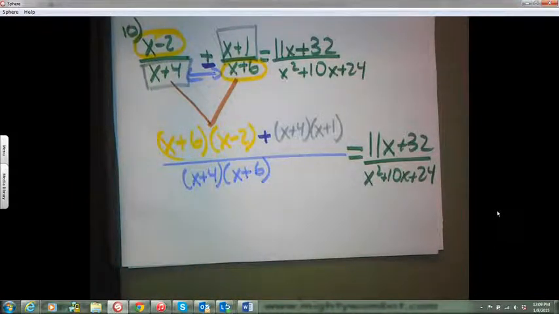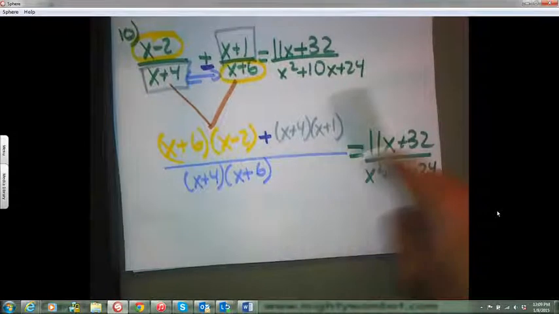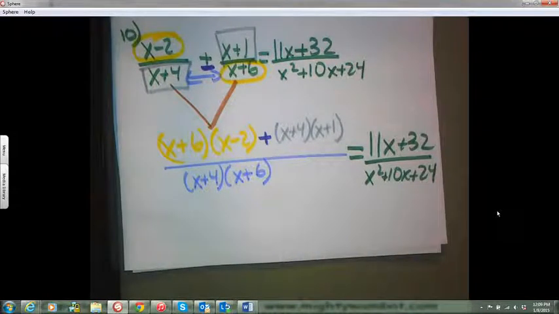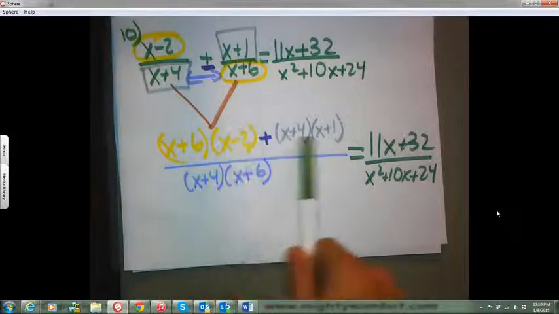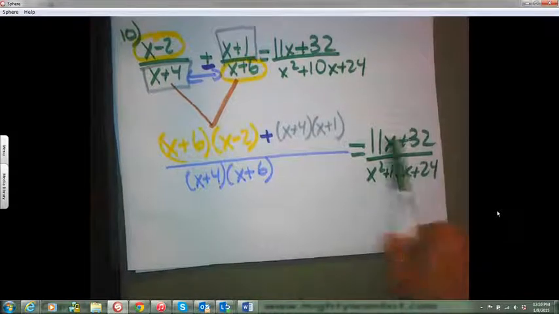Now, this is ready for cross multiplication. However, the cross multiplication here would be a pain. Imagine multiplying this, combining them, multiplying by this times this, then combine. It would be a long nightmare. 10 minutes of algebra would almost guarantee a mistake.